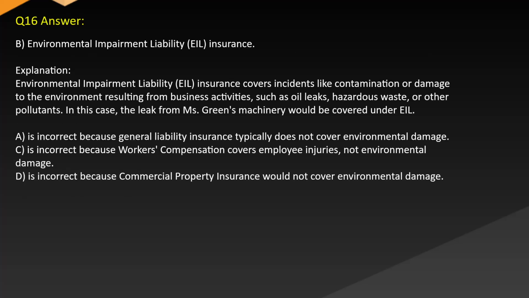Answer: B. Environmental impairment liability insurance. Explanation: Environmental impairment liability insurance covers incidents like contamination or damage to the environment resulting from business activities such as oil leaks, hazardous waste, or other pollutants. In this case the leak from Ms. Green's machinery would be covered under EIL.